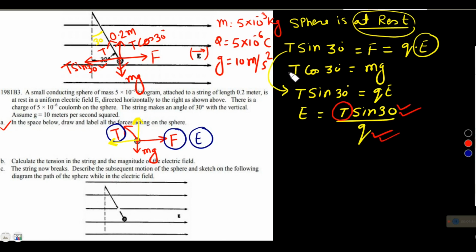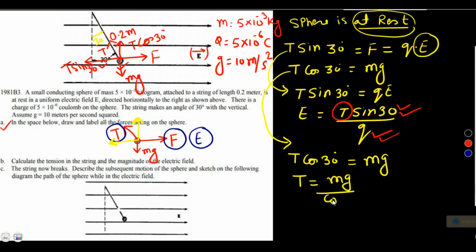So how can we find this T? For this we have another equation. Please see, T cos 30 should be equal to mg, right? So we can find T is equal to mg upon cos 30, right, friends? So we can calculate it. Mg, the value of m is 10^-3, g is 10, cos 30 is root 3 by 2, right, friends?